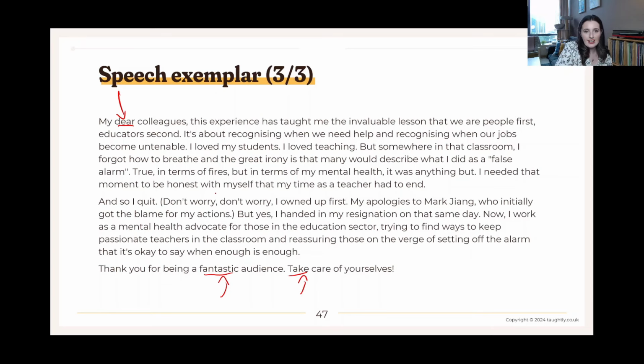So here we have got, again, addressing the audience, "my dear colleagues", and "thank you for being a fantastic audience. Take care of yourselves." And also this kind of conversational tone here with "don't worry", like you're teachers, so I know you're going to be annoyed at me that a student took the blame. "I owned up." So she's recognizing the audience there. Again, we've got some repetition. "I loved my students. I loved teaching." And overall, just creating this emotive and passionate tone without being informal in any way. You will see that there is no slang and the tone is pretty formal the whole way throughout. But that's because of our warmth, right? Because it's a teacher talking at a teacher's conference in a professional context, of course this is going to be a more formal talk.